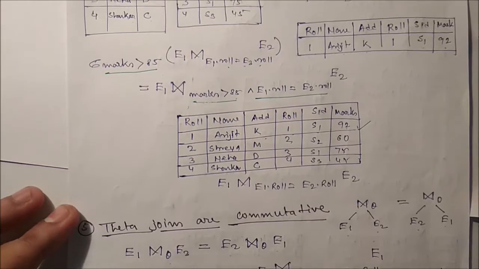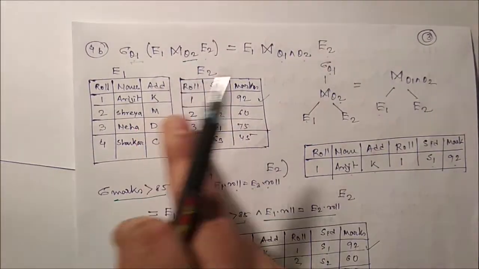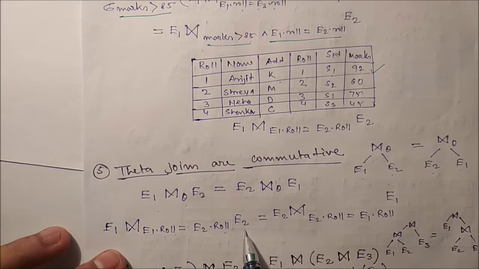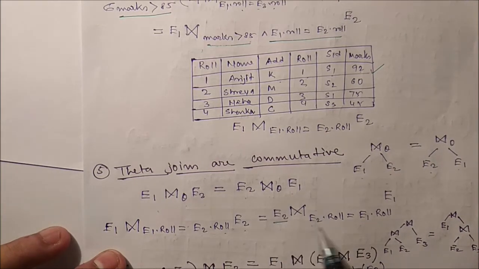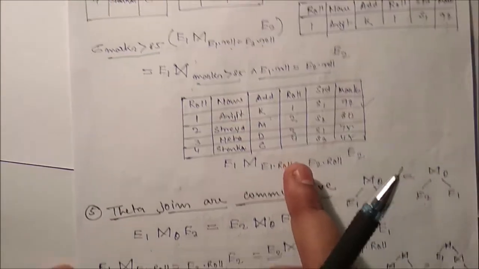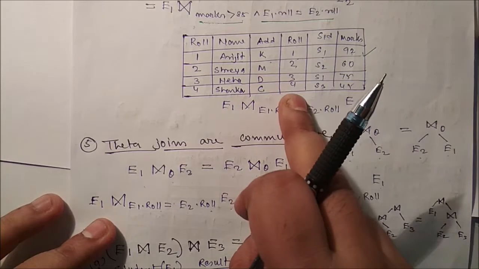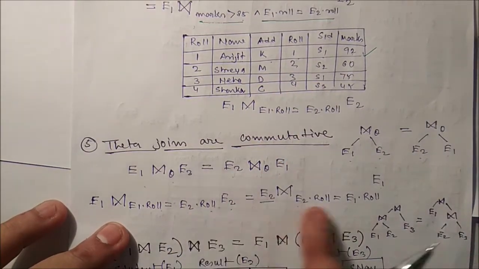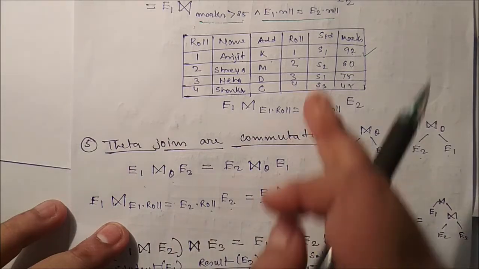Say two tables are there, E1 and E2. If you write E1 theta join E2 with E1 roll number equal to E2 roll number, or E2 first, then E2 roll number is equal to E1 roll number, from both the cases we can get this particular output. That means we can say both the tables are the same. So the ordering may be different.